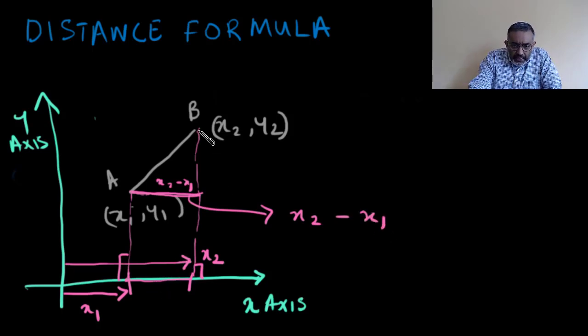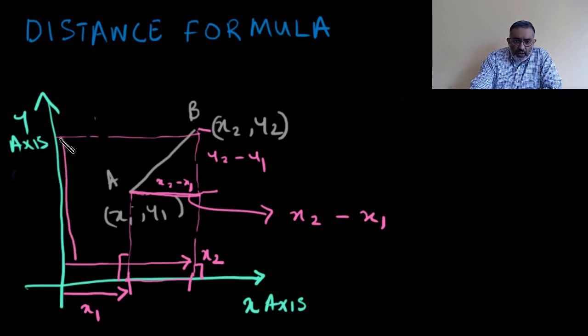Now, similarly, we can imagine this distance to be y2 minus y1. What is the reason? This point is this much is y2 and this till this origin, I'm sorry, and till here is y1, and this distance is y2 minus y1.